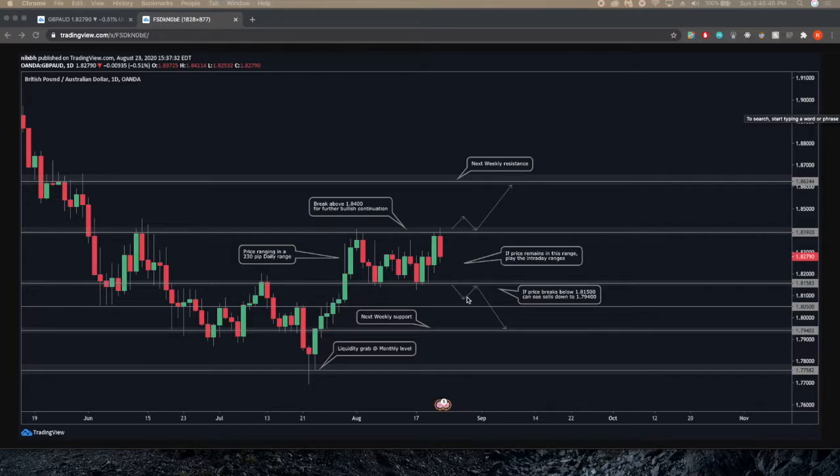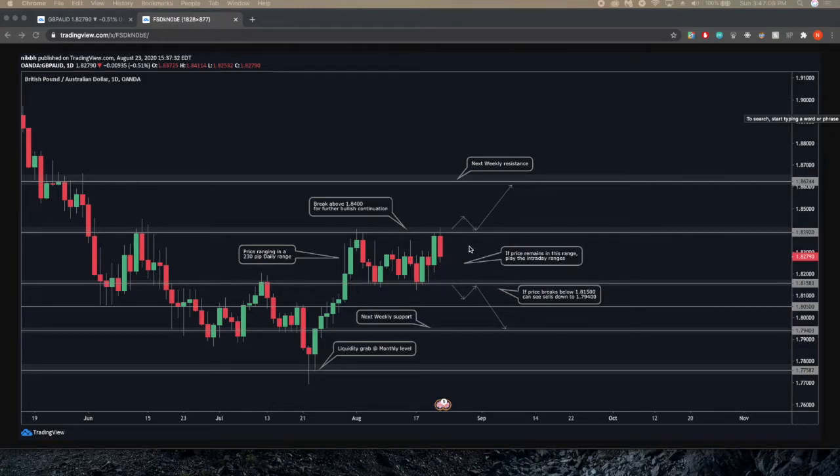Or if we do break down, if price breaks below 1.8150, then we can see sells down to 1.7940, which is this level. This is the next weekly support. But we do have this intraday daily and 4-hour level at 1.80-ish, 805. So that's to watch out for.